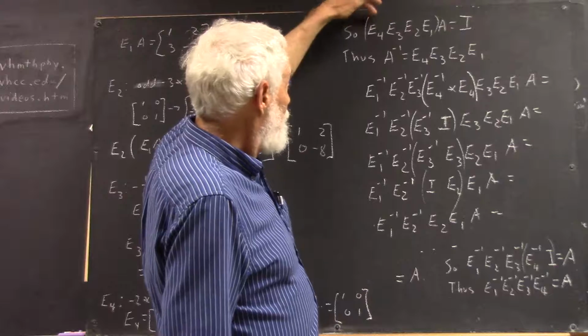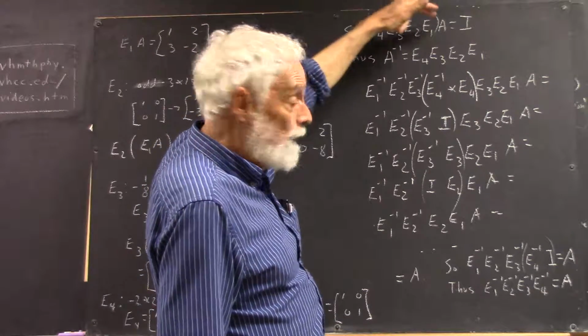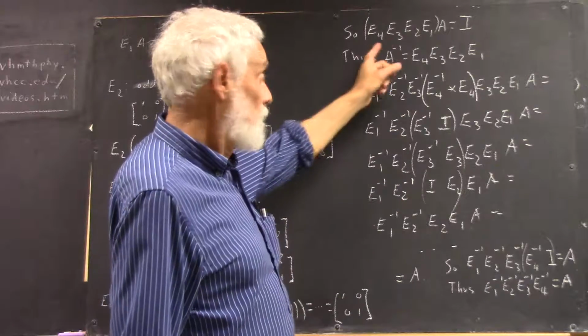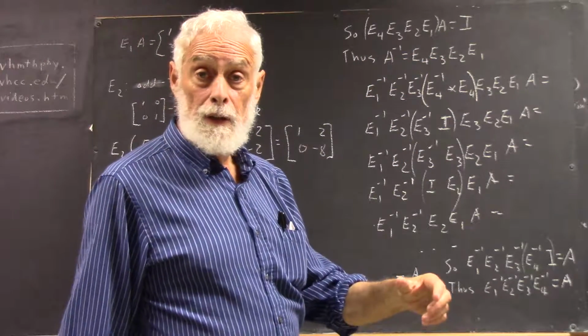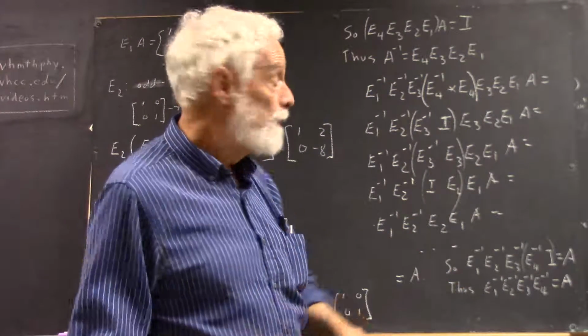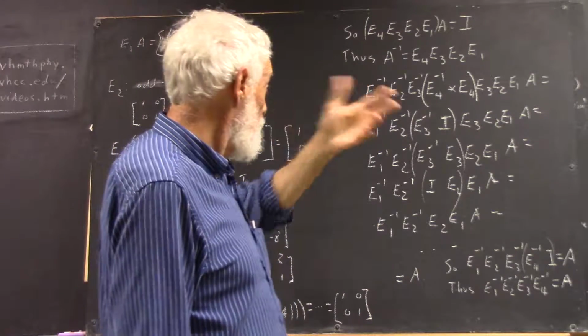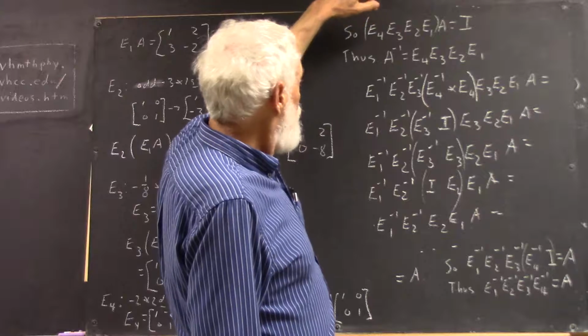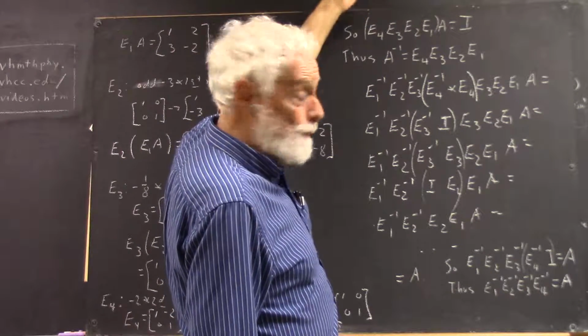So you can't change the order of these elementary matrices unless you can prove that these elementary matrices are always commutative. That multiplication of elementary matrices is commutative. You can think about that. Okay, prove it, disprove it.